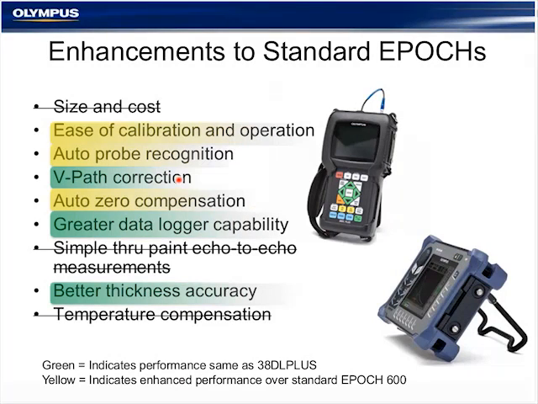With V-path correction, the data logger capability, and the thickness accuracy, we've done studies internally to compare this feature to our corrosion gauge line, and we find that there's virtually no difference between the corrosion gauge and the thickness gauge on these points highlighted in green. As a reference, we look at our 38DL Plus corrosion gauge, and the performance is virtually identical. So it's a really significant enhancement compared to what you would get from a standard EPIC 600 using more traditional methods.